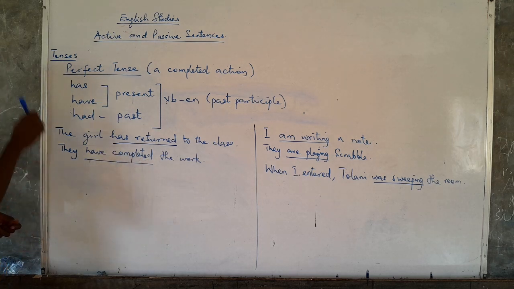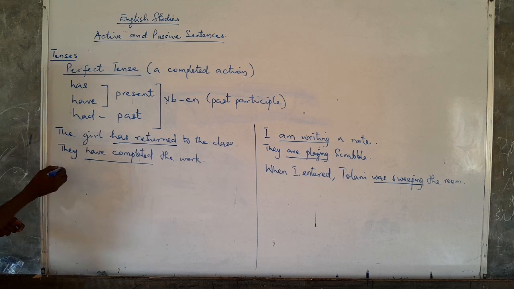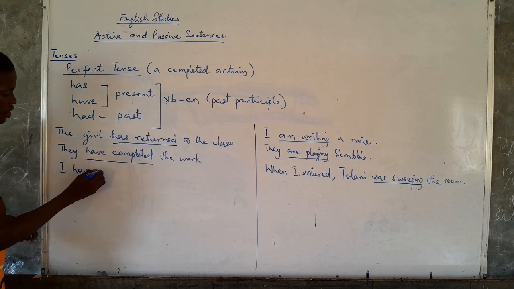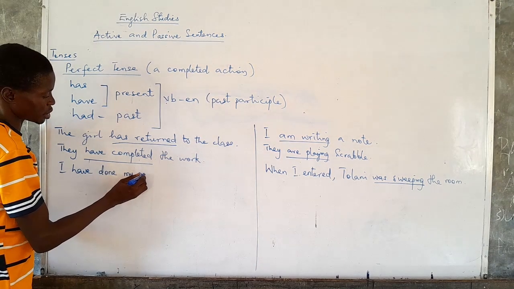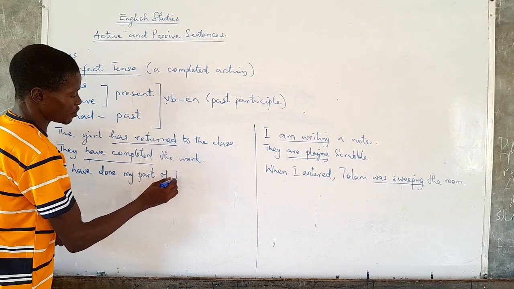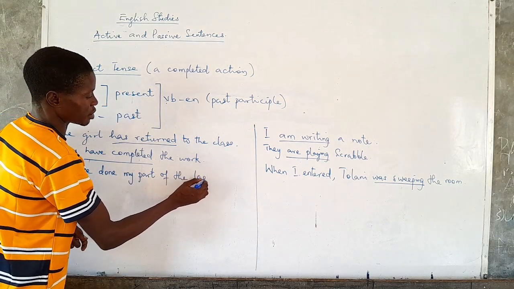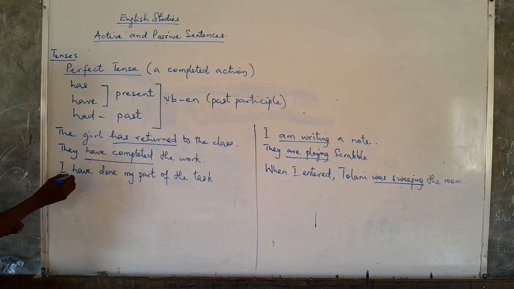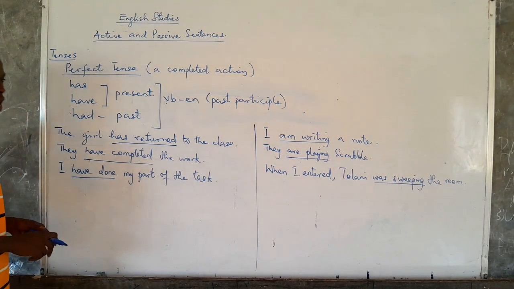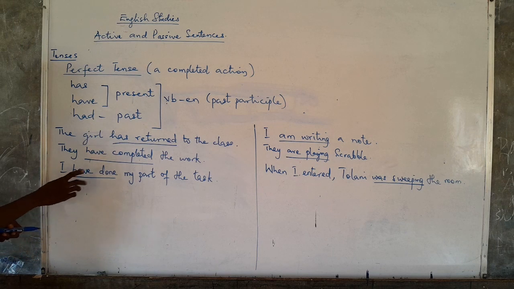Now, speaking of have, we can also use I have done my part of the task. I've done my part of the task. You cannot say I has done. You can rather say I have done.